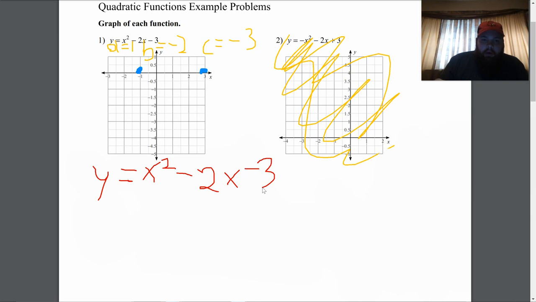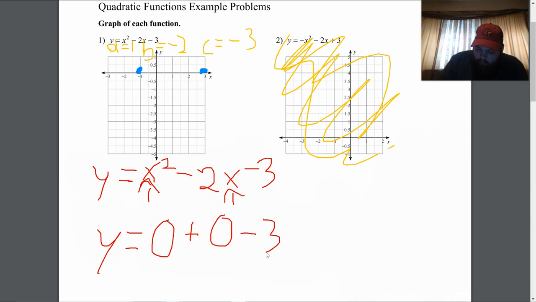And all we do to find our y-intercept is we plug in zeros for these x values. So this one and that one. So we get y equals 0 squared, which is just 0. And then minus 2 times 0. Negative 2 times 0 is just 0. So it's just a plus or minus 0 here. It doesn't even matter. And then at the end, we got our minus 3. That doesn't change. So all we really have is y equals negative 3.